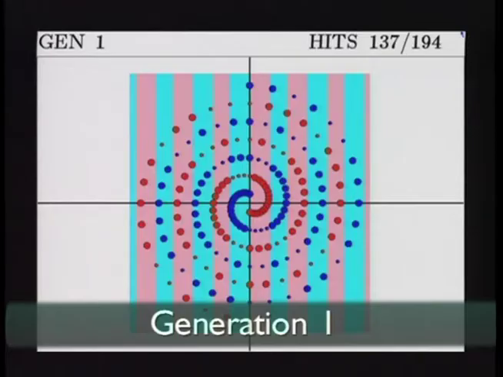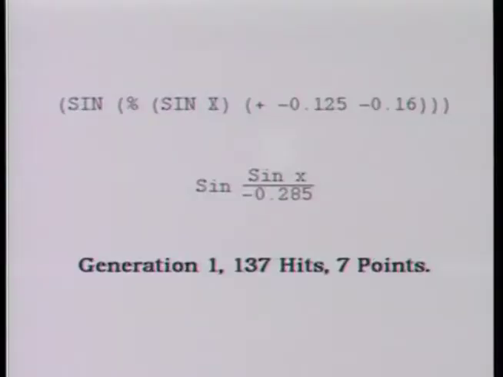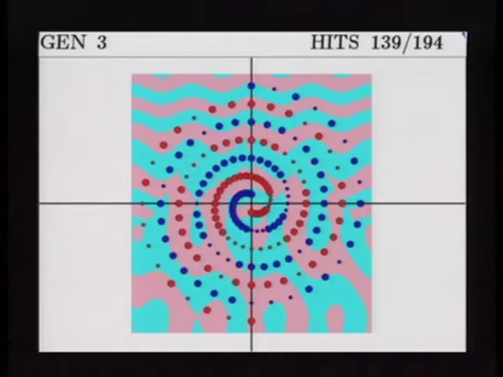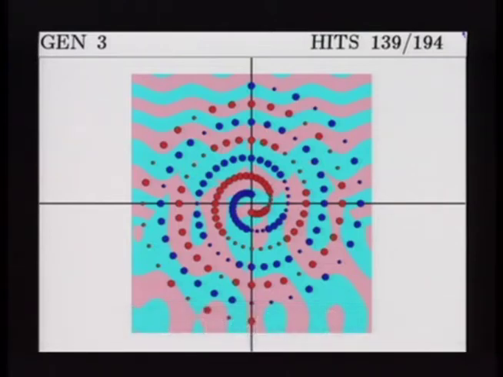After applying the Darwinian reproduction operation and the genetic crossover operation, the best individual from generation 1 partitions the space into vertical stripes of unequal width. The 7-point program of generation 1 is equivalent to the sine of x divided by 0.285. The best of generation 3 scores a little better by partitioning the space into irregular blotches that track segments of the spiral better than mere stripes.